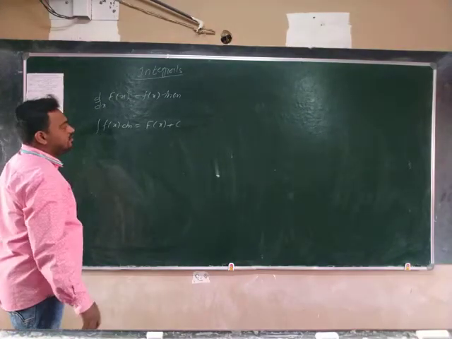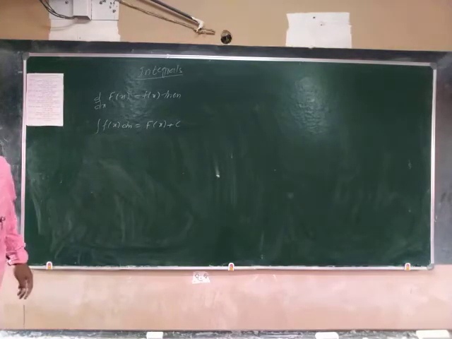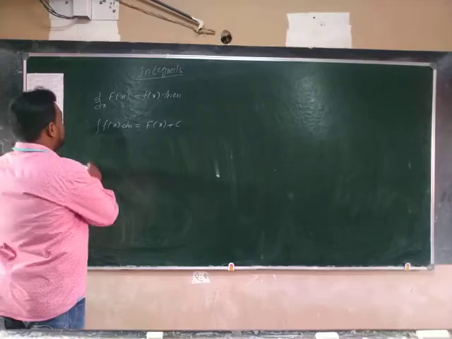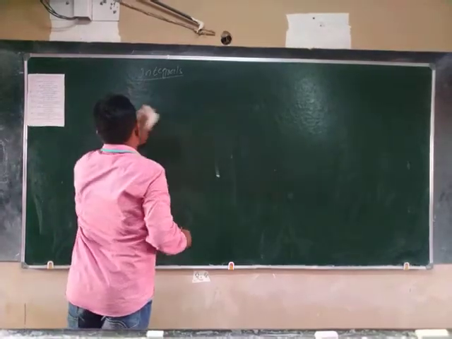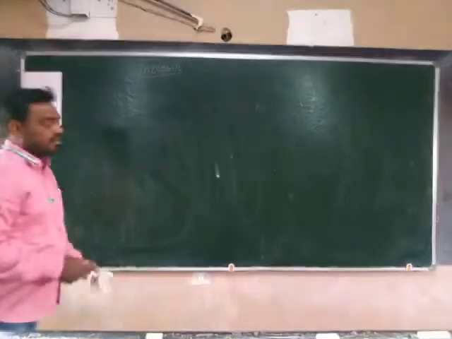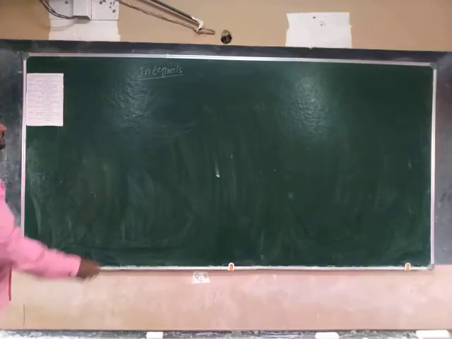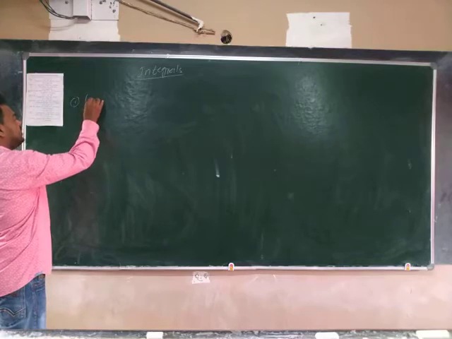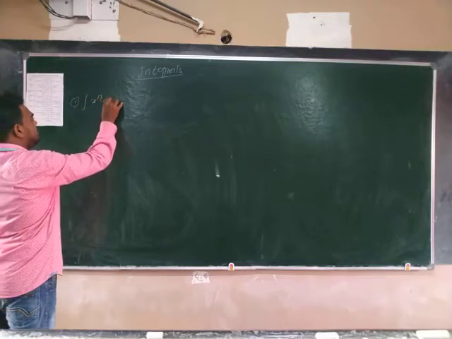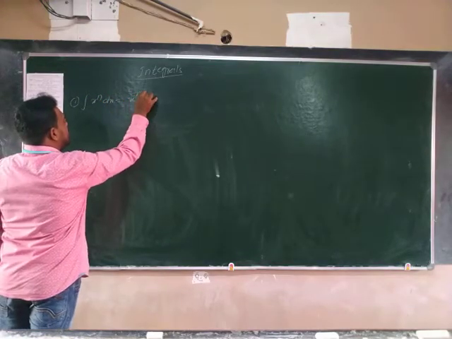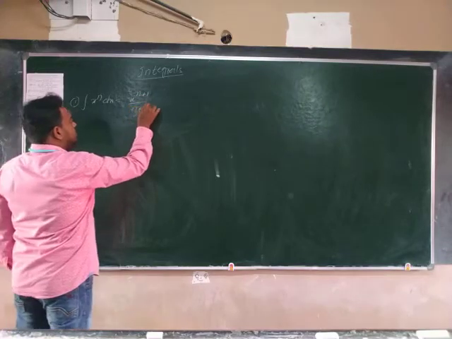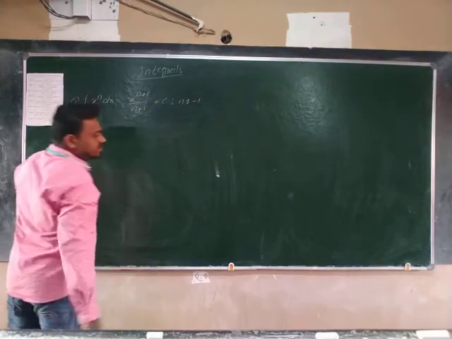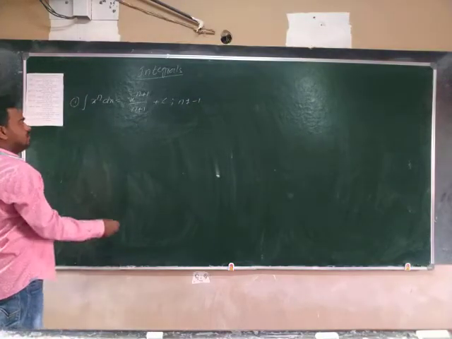Now we will see some formulas. Already you know these definitions and formulas also, but once again I'm revising all the formulas. You see first, integration of x to the power of n dx is equal to x to the power of n plus 1 by n plus 1 plus c, where n is not equal to minus 1.